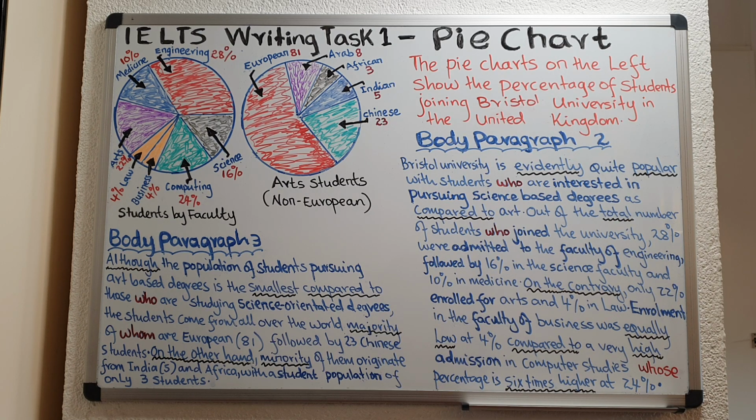81 of them are European. 23 of them are Chinese. 8 of them are Arabs. 5 of them are Indians, and 3 of them are Africans. So what are the key features there? Now, although the population of students pursuing art-based degrees is the smallest, as we saw from body paragraph 2, we saw that science-based degrees are the most popular.